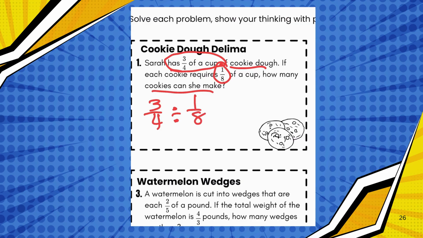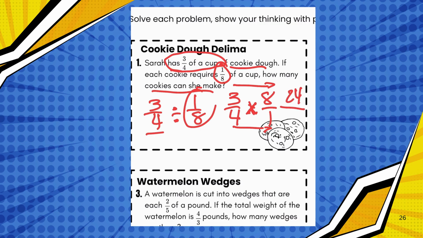Now, if you want to do skip, flip, multiply, we're going to skip the first term and just rewrite it, flip the second term, and then multiply. Same thing if you change the division to multiplication, and then flip, and you're going to multiply top times top, bottom times bottom. So 3 times 8 gives you 24, over 4 times 1 is 4, and then we would simplify that fraction.